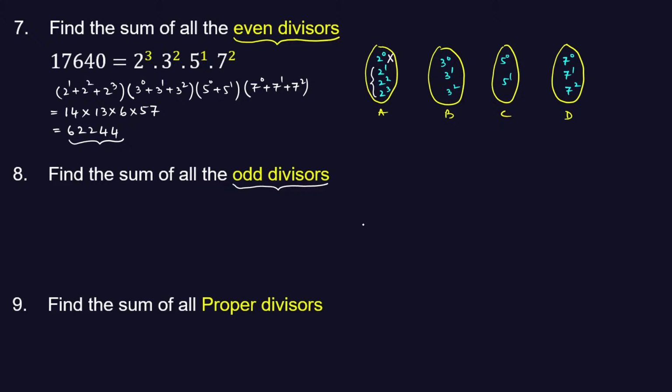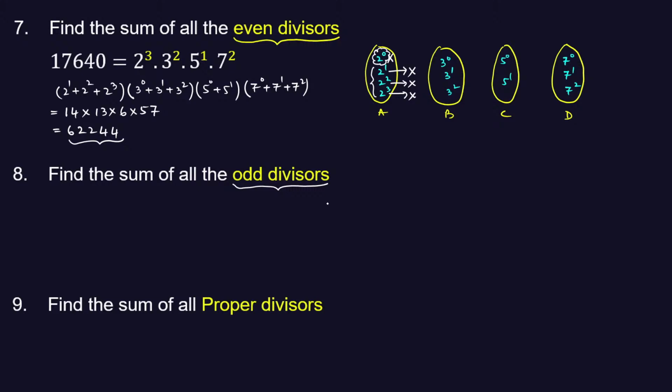Odd divisors means there should not be any 2 in the divisor or factor. So in this case, we will reject this element as well as this element. From the set A, we are only going to take 2 to the power 0, because 2 to the power 0 is 1. It means that if you take 2 to the power 0 with the other factors, it is guaranteed to give us an odd divisor. That I have already explained.